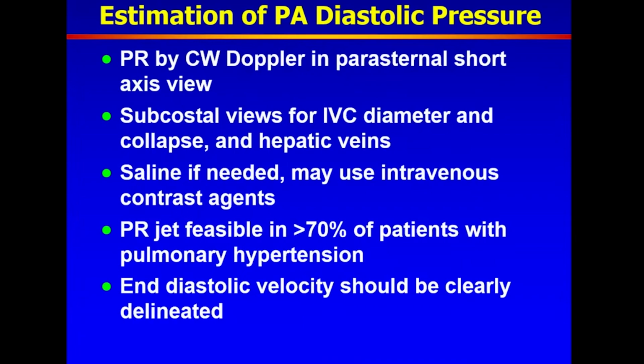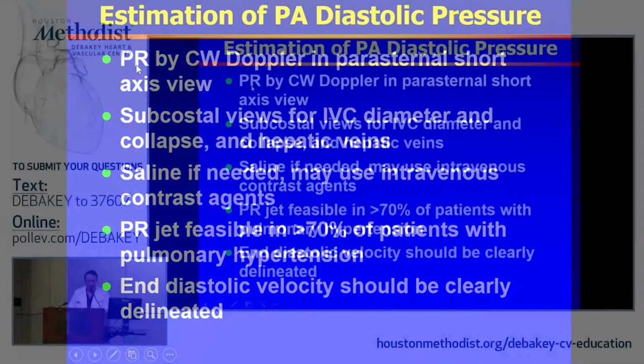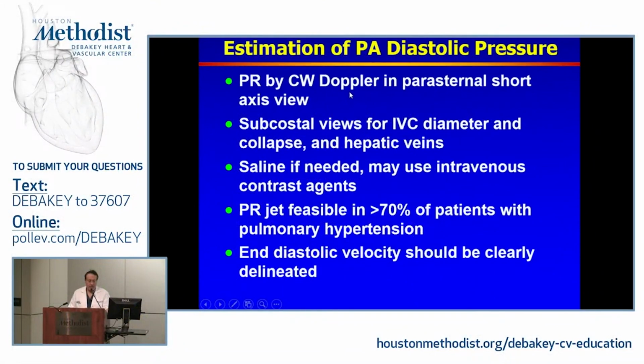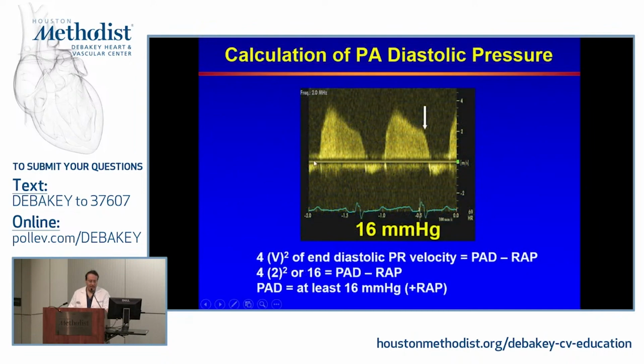How about PA diastolic? Here we rely on pulmonary regurgitation by continuous wave Doppler, and you can get it in the short axis view. I will submit that its feasibility is not as high as the TR-JET. Again, we need an estimate for right atrial pressure to combine with the PR-JET. If you use saline, that can sometimes enhance it, as well as ultrasound enhancing agent. Feasibility in patients with pulmonary hypertension is more than 70%. The velocity we are interested in for PA diastolic is the end diastolic velocity, that one.